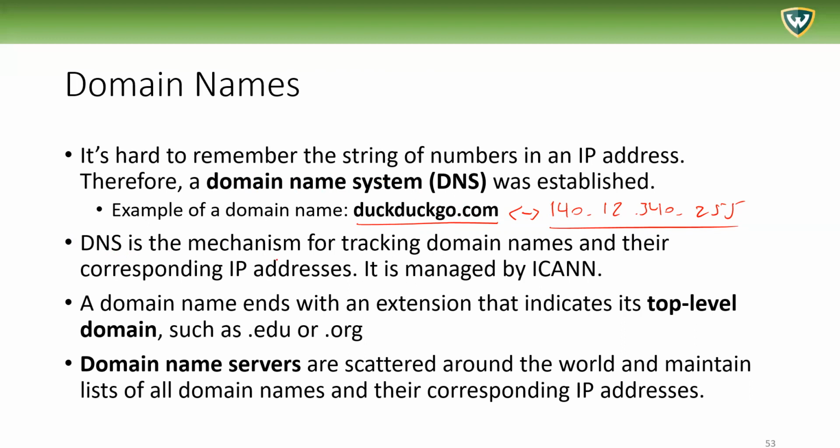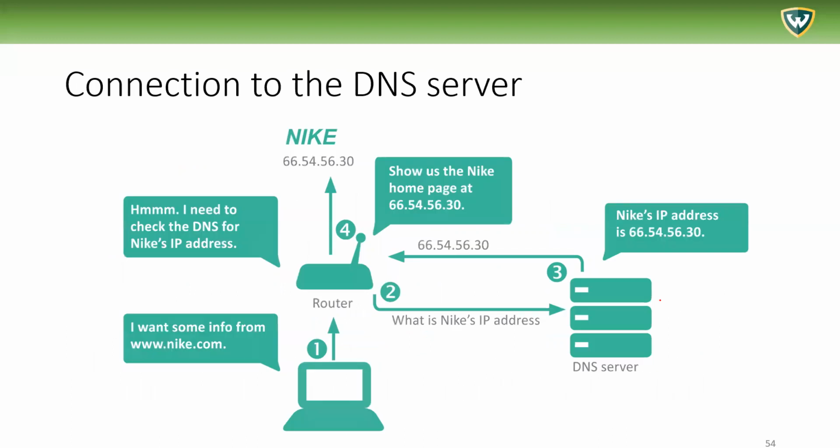The domain name system is the mechanism for tracking domain names and their corresponding IP addresses, and that is what ICANN manages. A domain name ends with an extension that indicates its top-level domain, such as edu or org. So the top level is actually the end of a web address, such as .edu or .org. Domain name servers are scattered around the world and maintain lists of all domain names and their corresponding IP addresses. I think I have another diagram here to illustrate a little bit how this works.